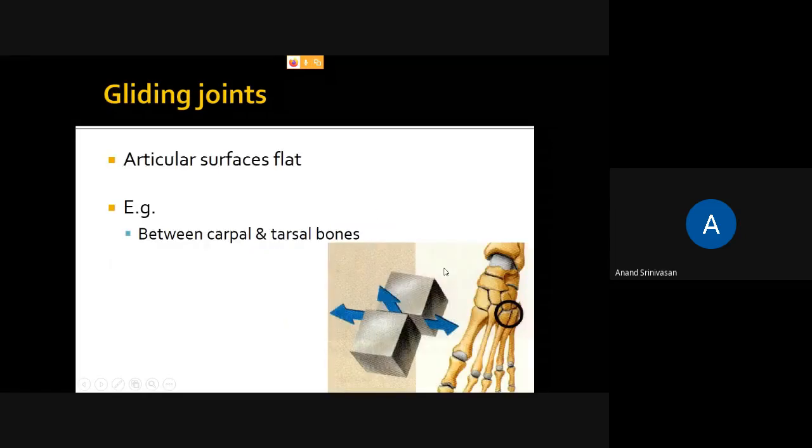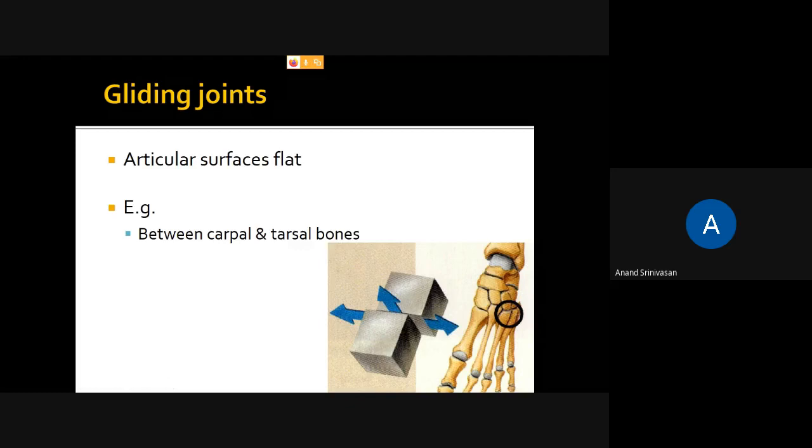The next one is the gliding joint. Here the bones are flat, which helps in the movement. An example is between carpal and tarsal bones. Where are tarsal bones located?